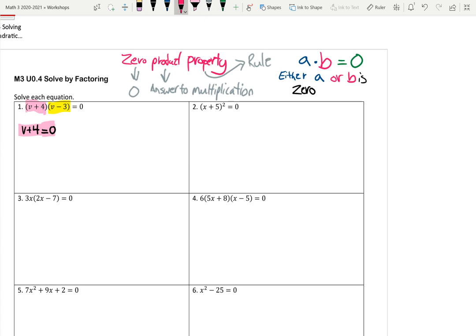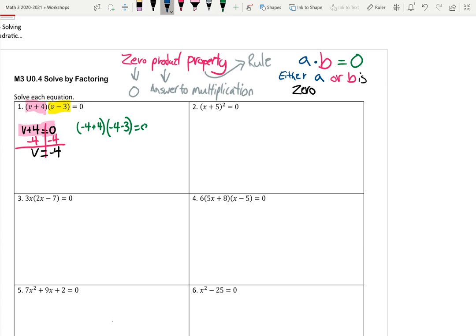Some of you might know it's the inverse, -4. Others may use inverse operations to deduce that when v is -4, the pink part will be 0. So this might be a potential solution. Remember, I'm going to go ahead and test this out. I'm going to plug in for my check. V is -4: (-4 plus 4) times (-4 minus 3) is equal to 0.